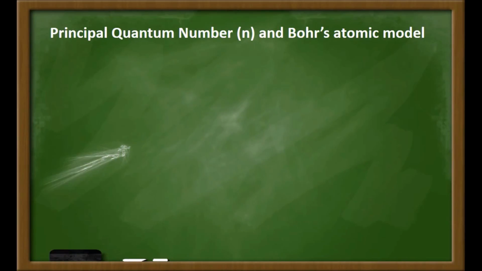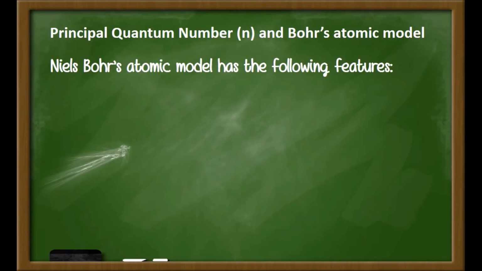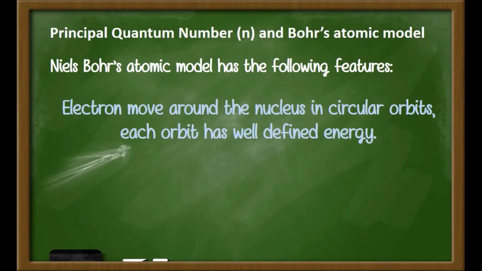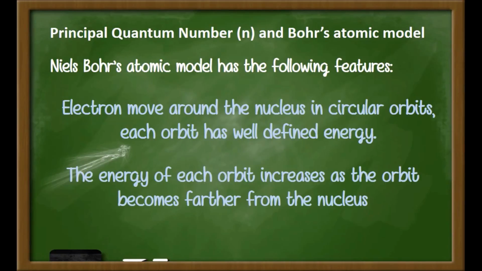The definition of principal quantum number is completely linked to the Bohr's atomic model. And on this point, it's necessary for us to define some postulates related to the Bohr's atomic model. For instance, the Bohr's atomic model has the following features. Electrons move around the nucleus in circular orbits, and each orbit has well-defined energy. Then, the energy of each orbit increases as the orbit becomes farther from the nucleus.